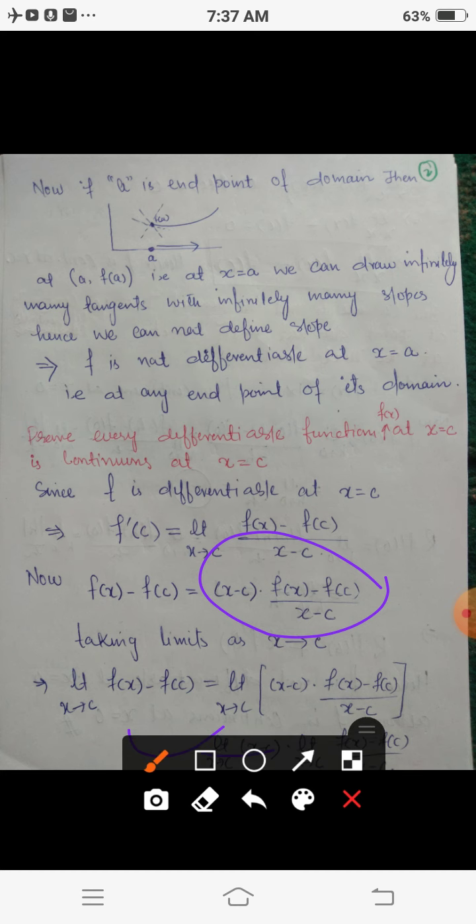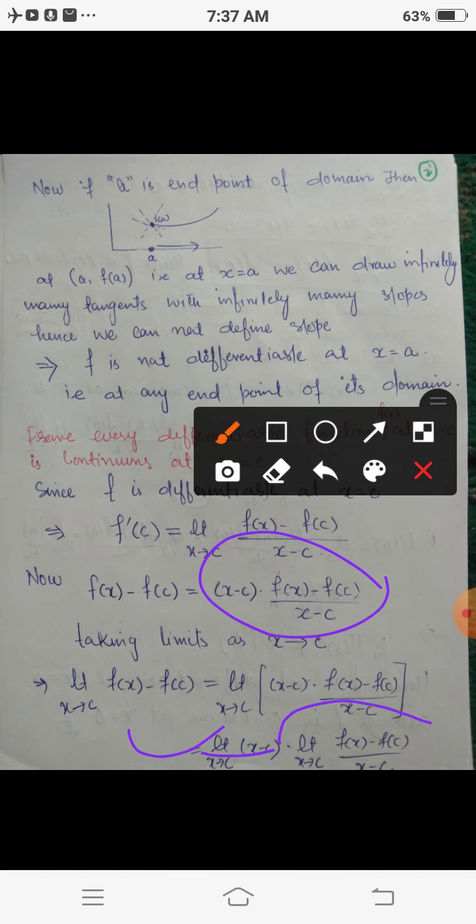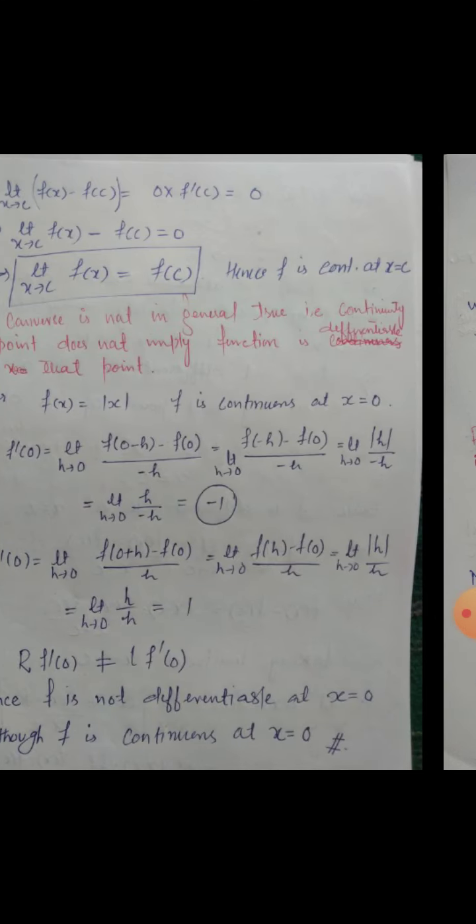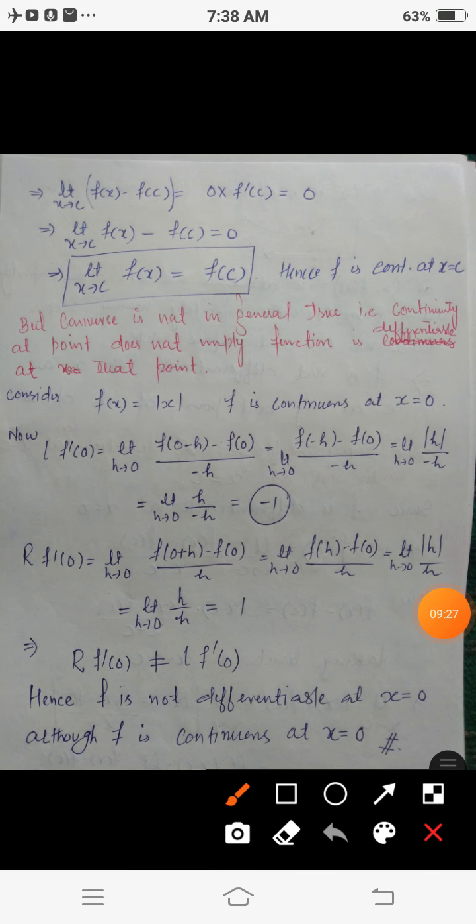Now this term exists because the given function is differentiable. It is given that it is differentiable, so this value is finite. This value is finite means it exists. When it exists, the product is 0, since finite times 0 is always 0. So this means that limit x tends to c of f of x minus f of c is 0. So it is simply limit x tends to c of f of x minus f of c, where f of c is constant, and you know that the limit of a constant is always the given constant.